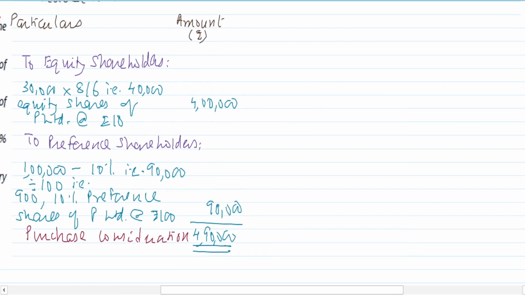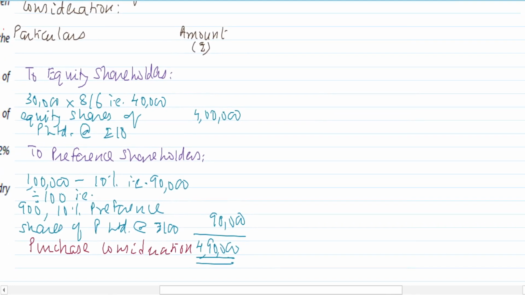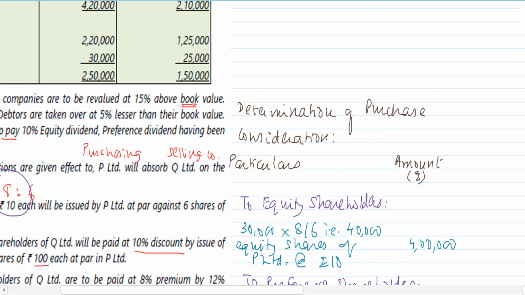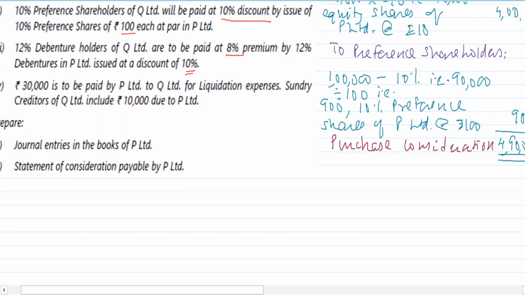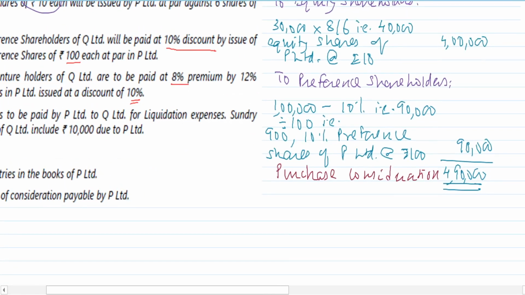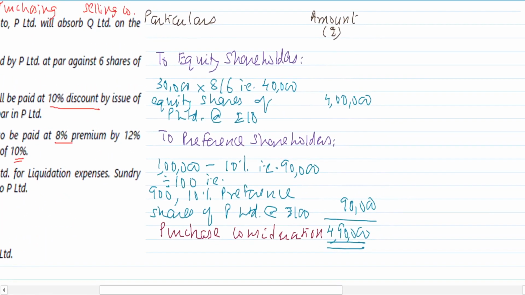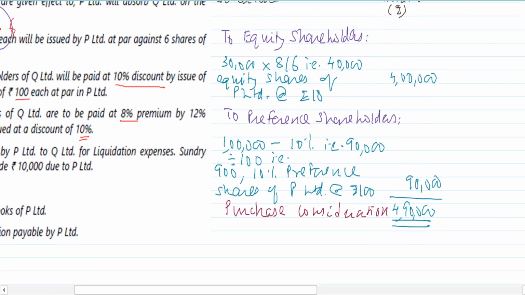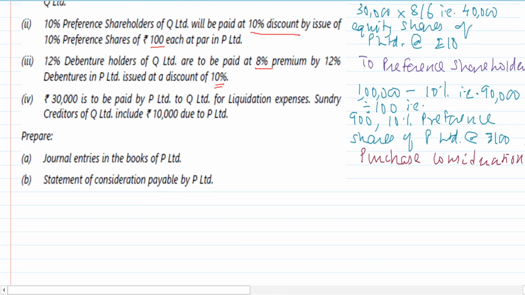That's the working. This answers part B. Part B is what we have done. If you check with the question, they are saying statement of consideration payable by P Limited. See, this statement is giving you purchase consideration as well as the settlement of the purchase consideration. Both have been taken care of.